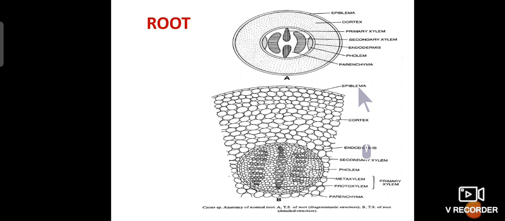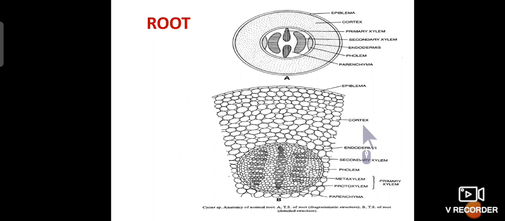They are parenchymatous, meaning they are made up of soft tissues, and a few cells of this layer, though not shown here, sometimes elongate to give rise to root hairs. So even root hairs are present in the root of Cycas. Coming to the next layer, you can see here, it is the cortex.